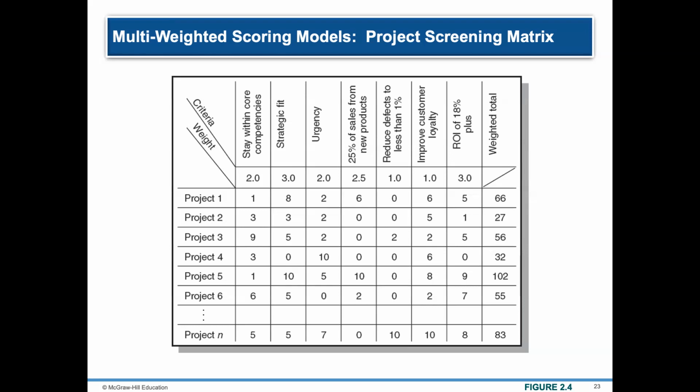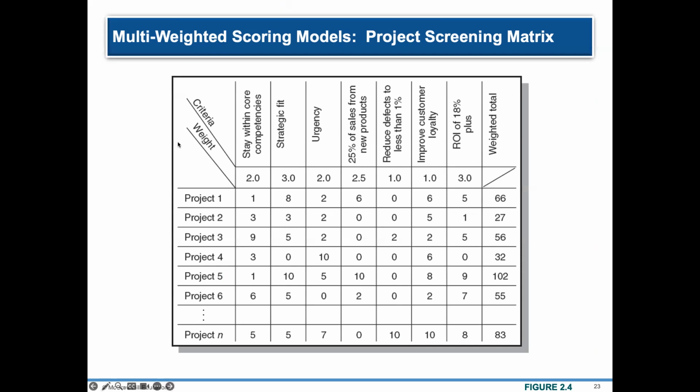So for each of the criteria, you are supposed to assign weights. In this example, the rating scale is 1 to 4. And for this particular score sheet, as you can see, some of the criteria that has the largest weight is that it should be a fit strategically with the company, and then it brings a high ROI of at least 18% and above.